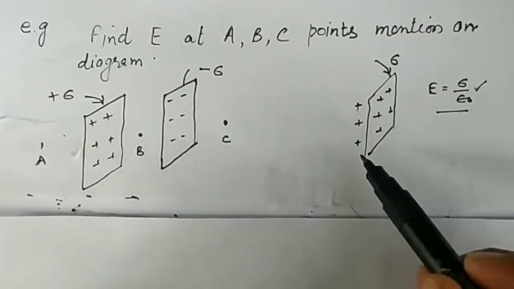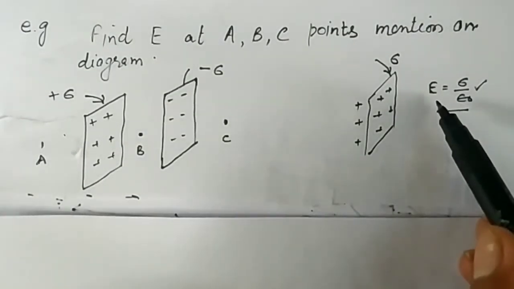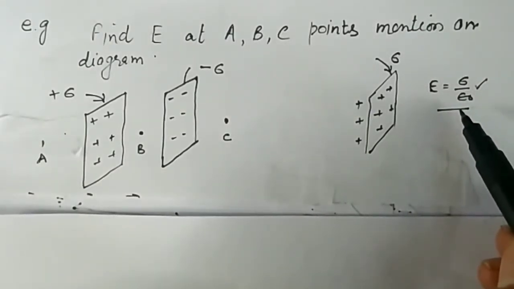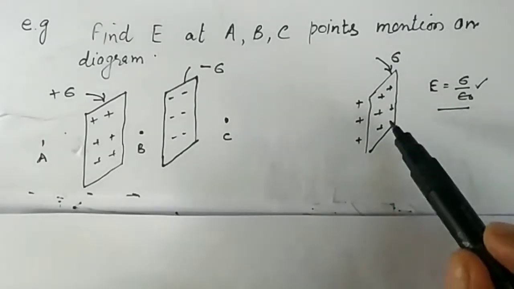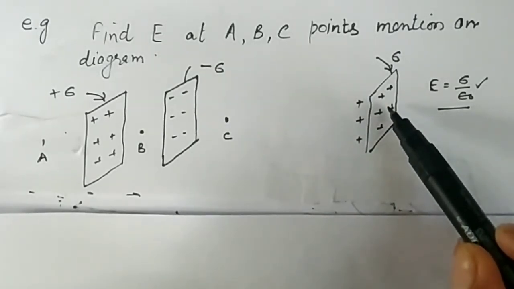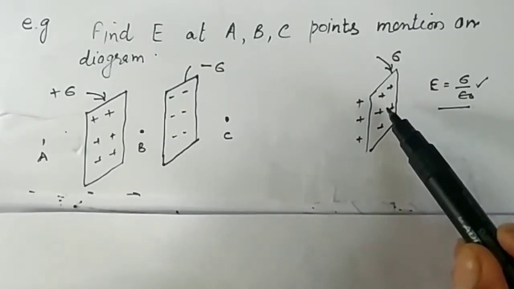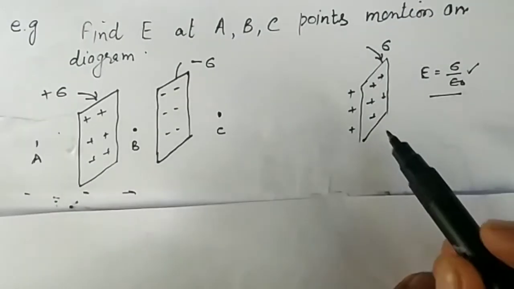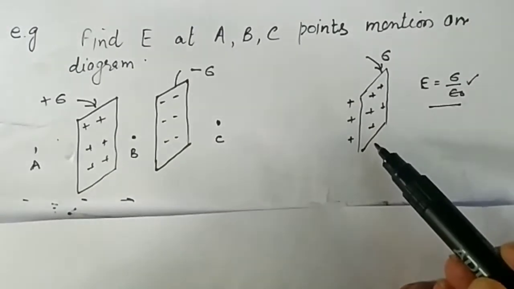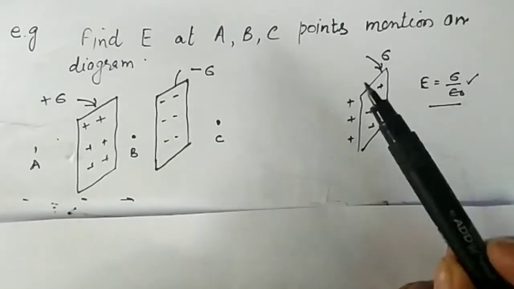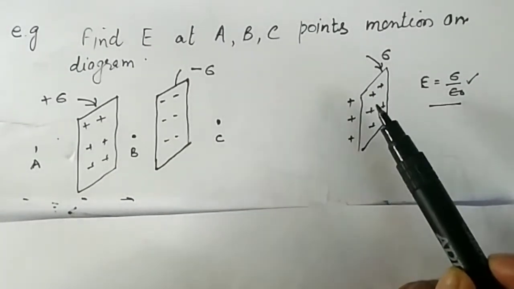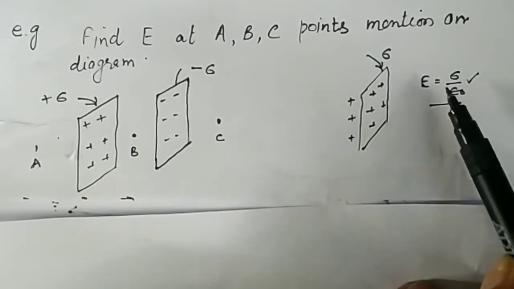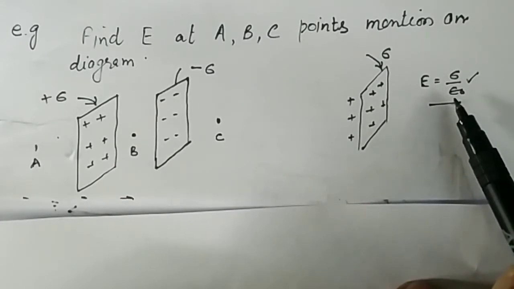We know that the electric field due to a conducting sheet is E equals sigma by epsilon naught. Here I want to make a point: the charge is distributed on both walls of a sheet. As we know, the sheet has two faces, and whenever a charge is given to a conducting sheet, that charge is distributed on the front and back face both. So the electric field on the surface is sigma by epsilon naught.